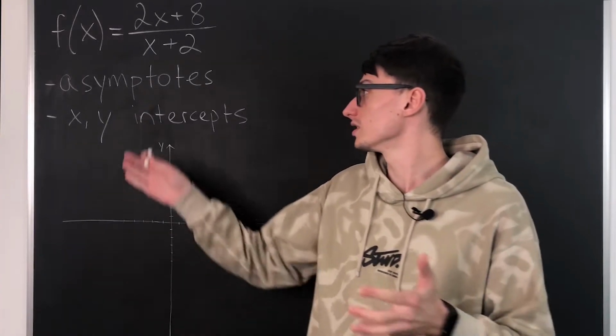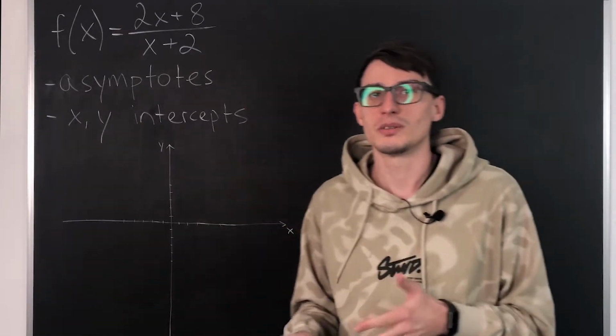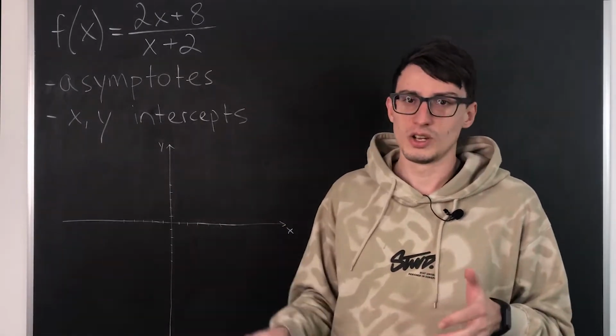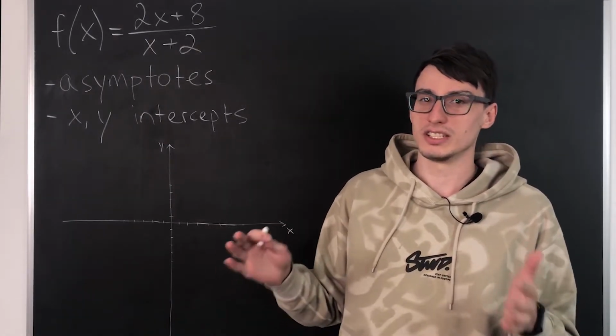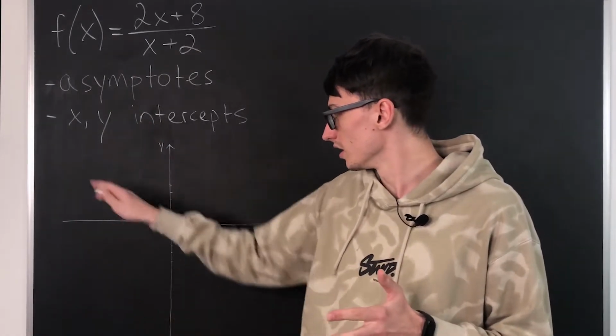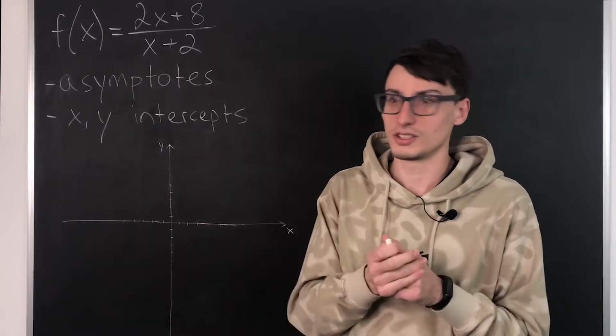So first of all, what is an asymptote? An asymptote is an imaginary line on a graph, which the line of the graph gets infinitely close to but never really touches. And they can be both vertical and horizontal. So let's get started with that one first.